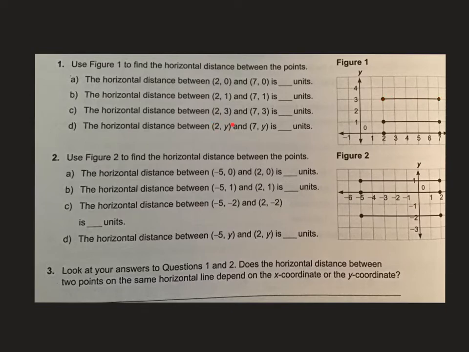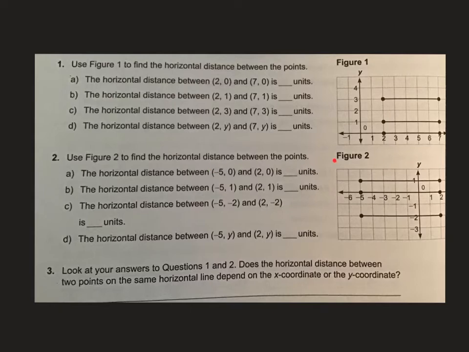So when they say 2 and y and 7 and y, it means 2 and any y value and 7 and any y value. So it doesn't matter whether your first number is here or here or here, right? As long as it makes a line, how far apart is it?